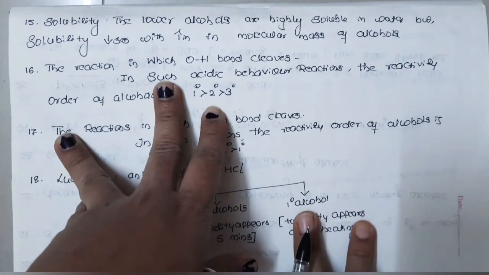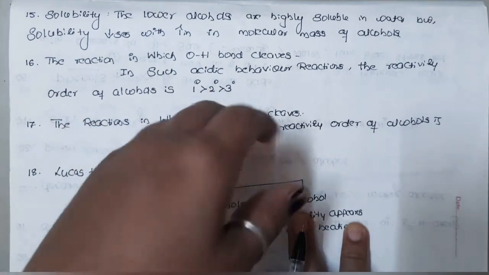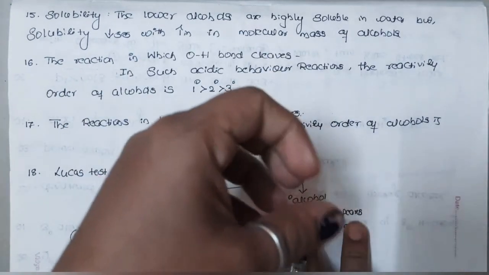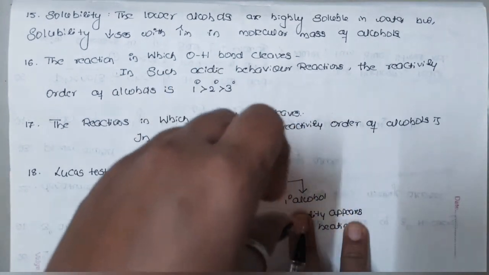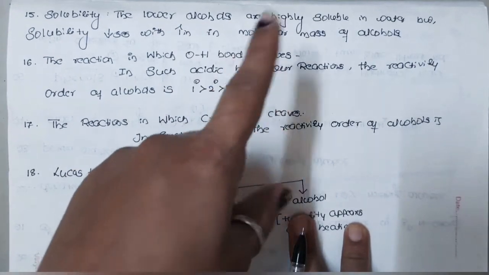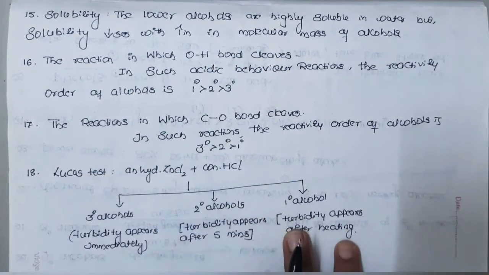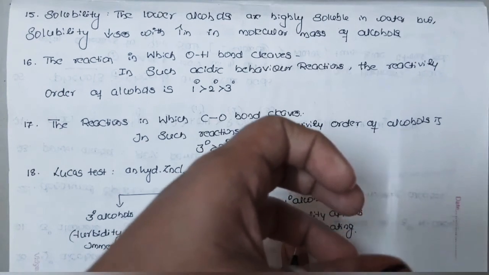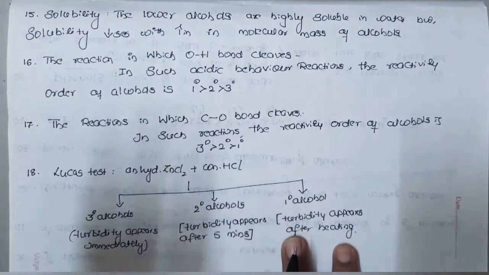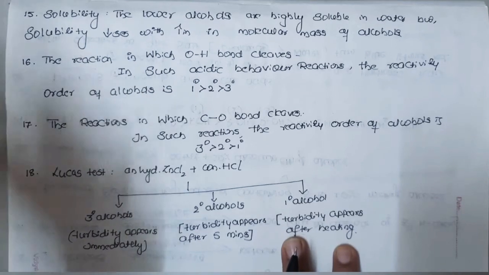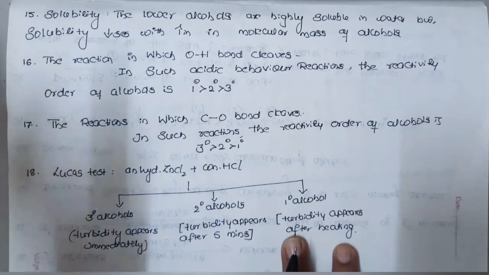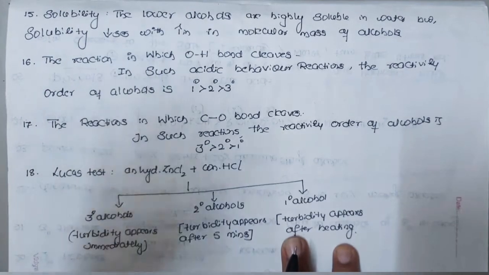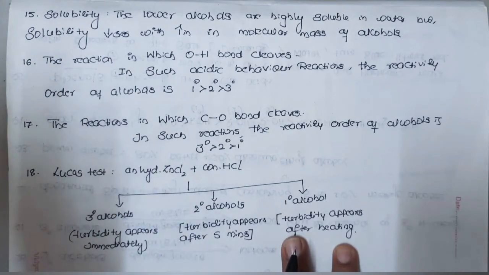Now solubility. Alcohols are soluble in water because they are able to form hydrogen bonds with water molecules, as we have learned. The lower alcohols are highly soluble, but as the molecular mass increases, the solubility goes on decreasing, because the hydrophobic part goes on increasing. As the number of carbon atoms increases, that part hates water and the hydrophobic part increases, so obviously the solubility goes on decreasing.